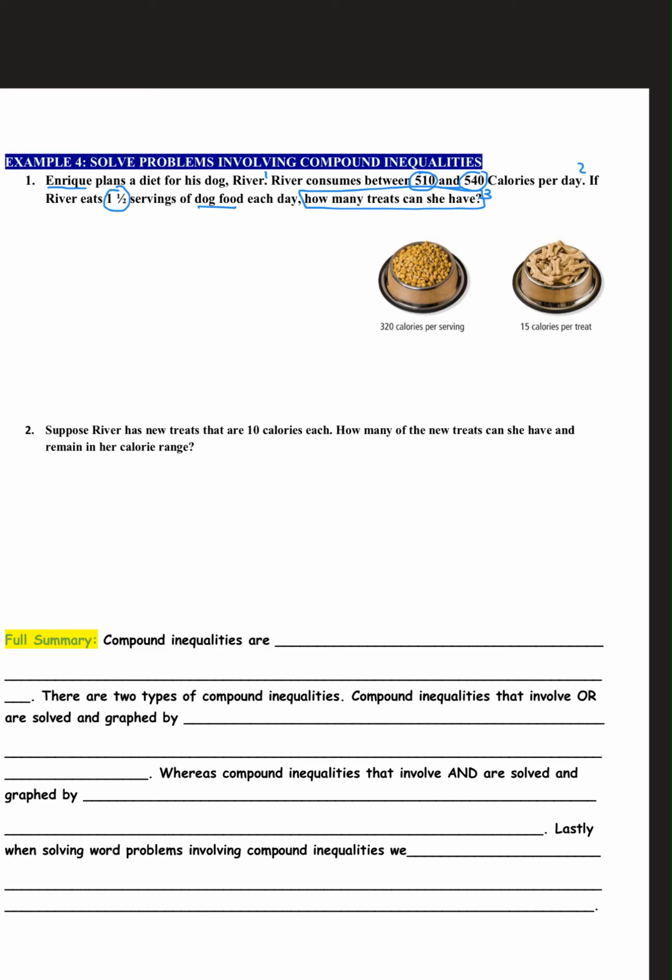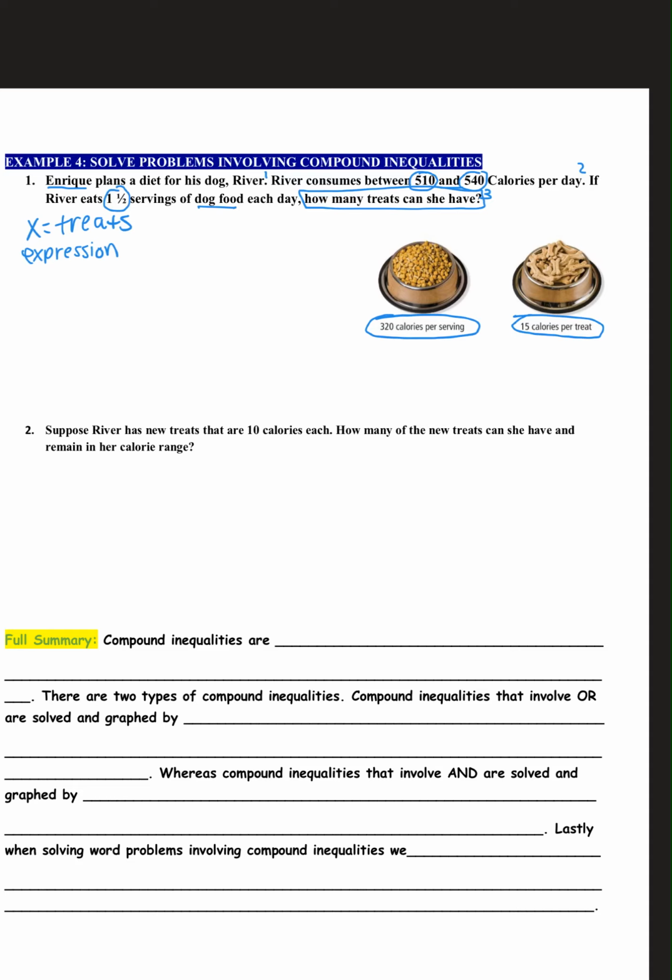So our first step is going to be defining a variable. X is going to represent the number of treats that this doggo gets to have. Then we need to create an expression for River's daily calories. We know that the calories per serving in her dog food is 320, and the calories per treat is 15.